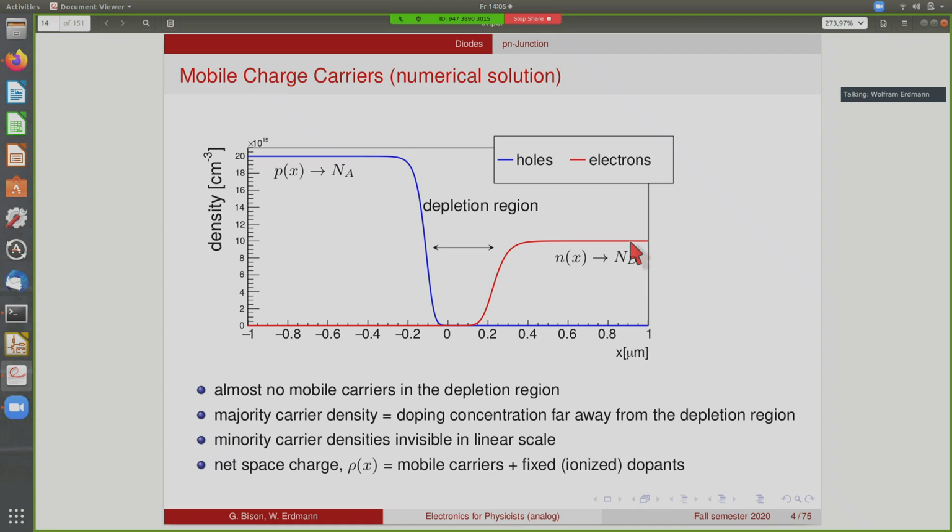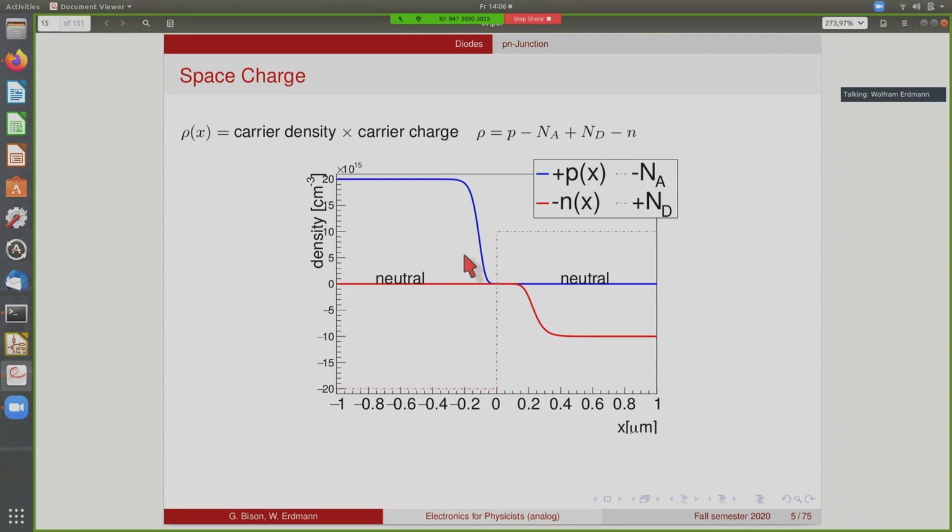So the net space charge is given by the sum of mobile carriers and the fixed ionized dopants. So here we have no mobile charges, but we do have the dopants, and the effect of that is shown here. Here we multiplied each charge carrier density with its charge. So it's positive for the holes, negative for the electrons. So that's the same curve for the holes and the electrons. And then the number of acceptors, which are negative, is shown here. So it's minus 2 times 10 to the 16. And then the number of donors multiplied with their charge is here.